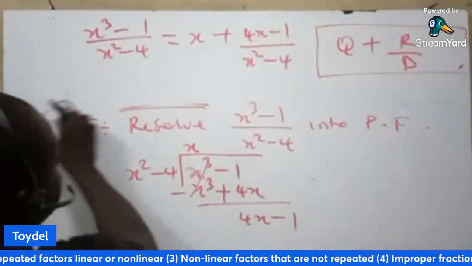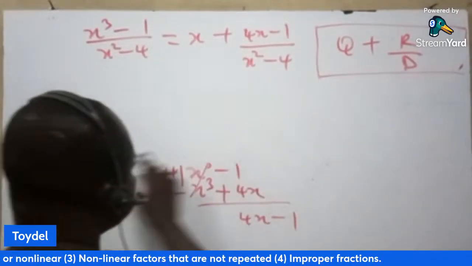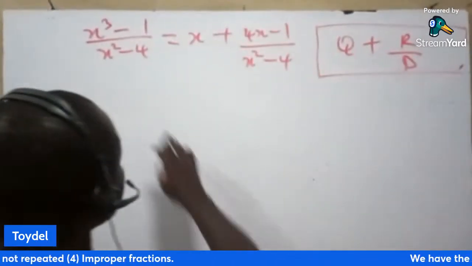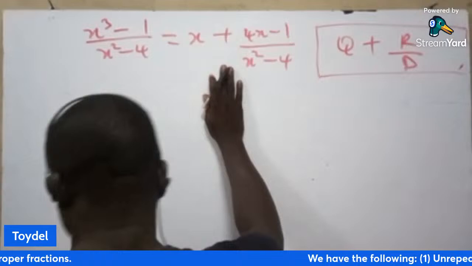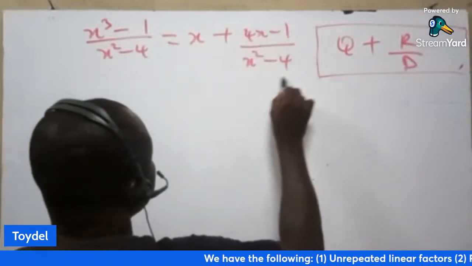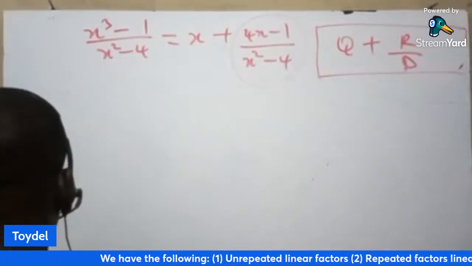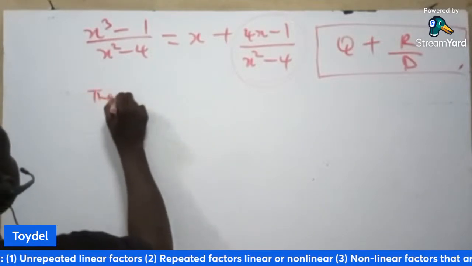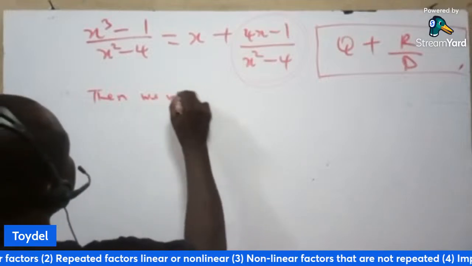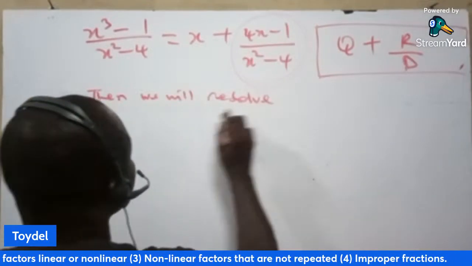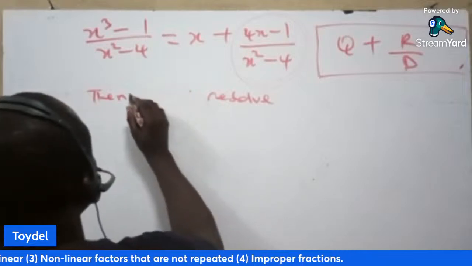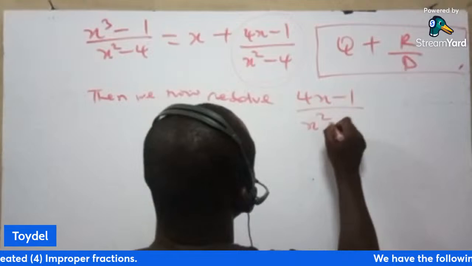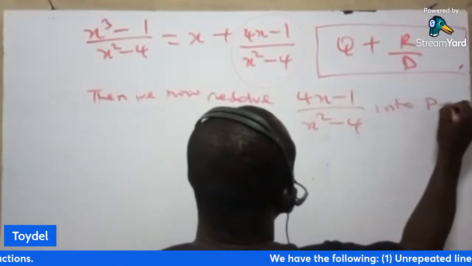So this example 5, you cannot resolve it directly because the degree of s at the numerator is greater than the one at the denominator. So you first use the long division method to resolve this. Then if you are able to put it in this form, you can go ahead and resolve 4s minus 1 all over s squared minus 4 into partial fractions before we write out the final answer.